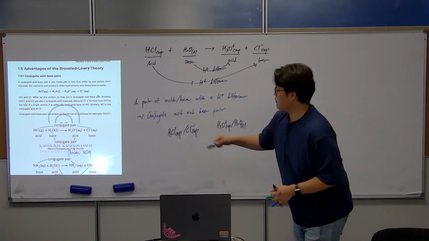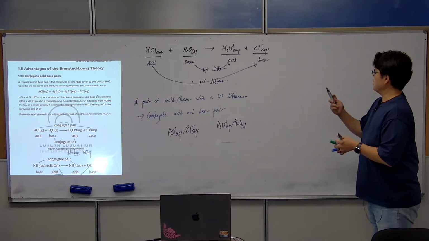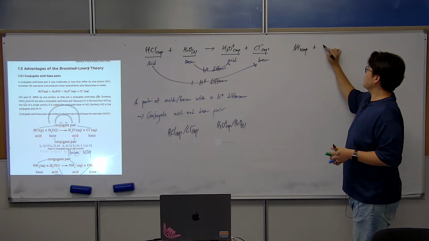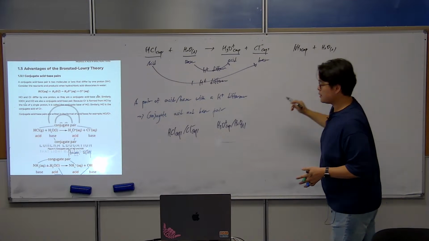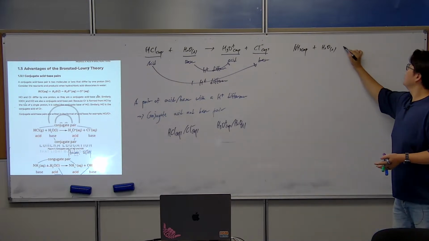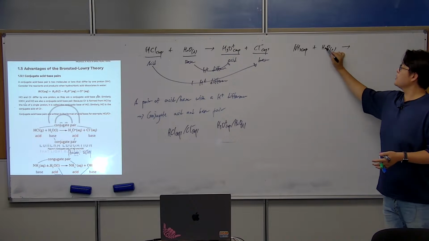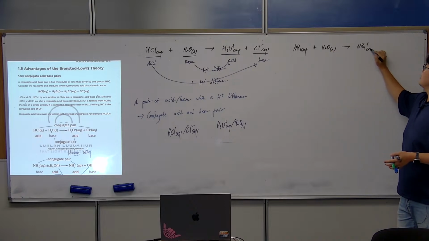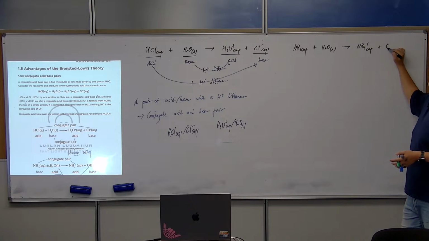We have a similar reaction. This time, aqueous ammonia reacts with water. Was it gas? Aqueous, it doesn't matter. That forms, as we learned, this is working as a base, so it becomes NH4 plus aqueous, leaving OH minus aqueous like this.